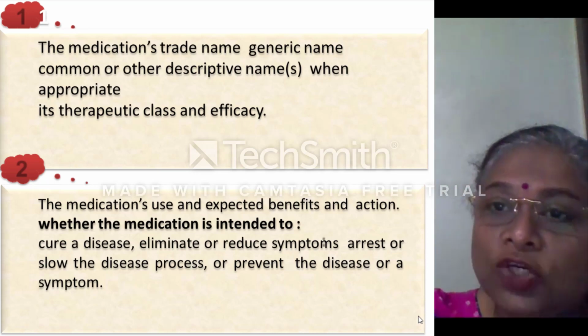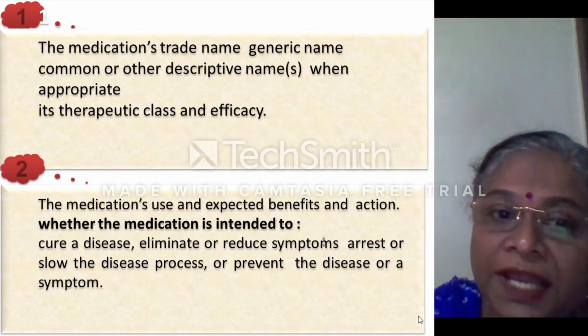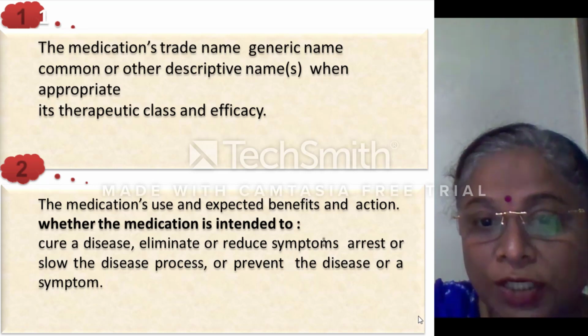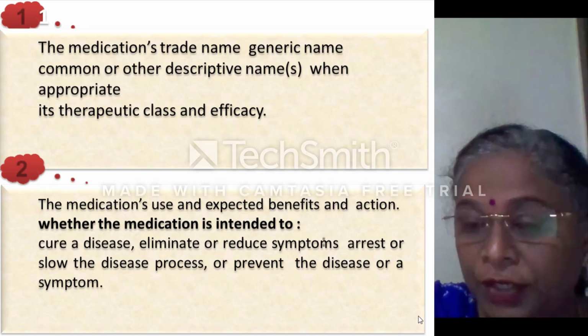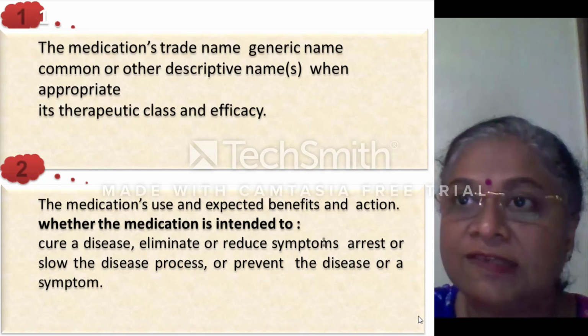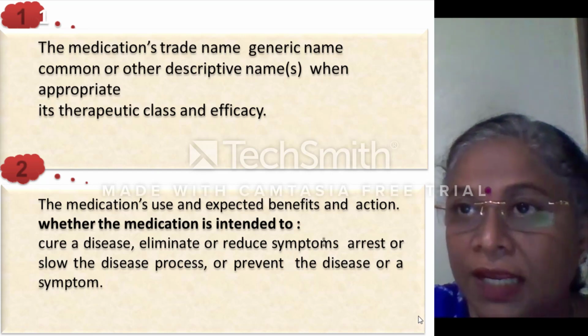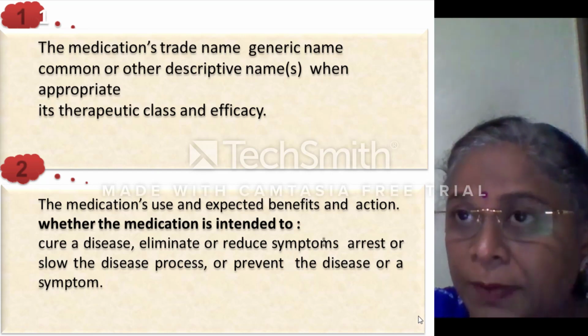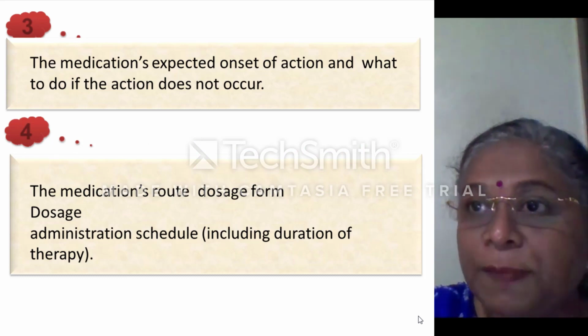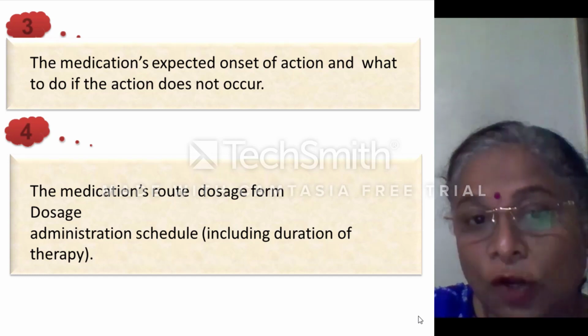The medication use, expected benefit, action, and what is the intention of giving that medication: to cure a disease, to eliminate or reduce the symptoms, to arrest or slow the process of the disease, or to prevent the disease or a symptom. So you make it very clear to the patient what the purpose of taking that medicine is. The medication's expected onset of action and what to do if the action does not occur.